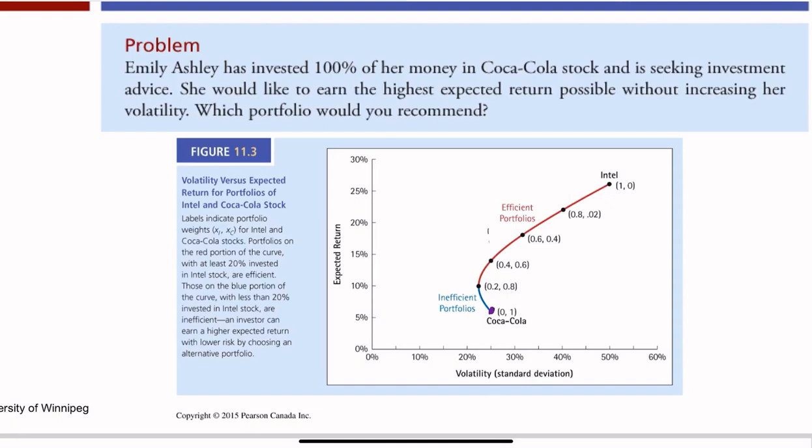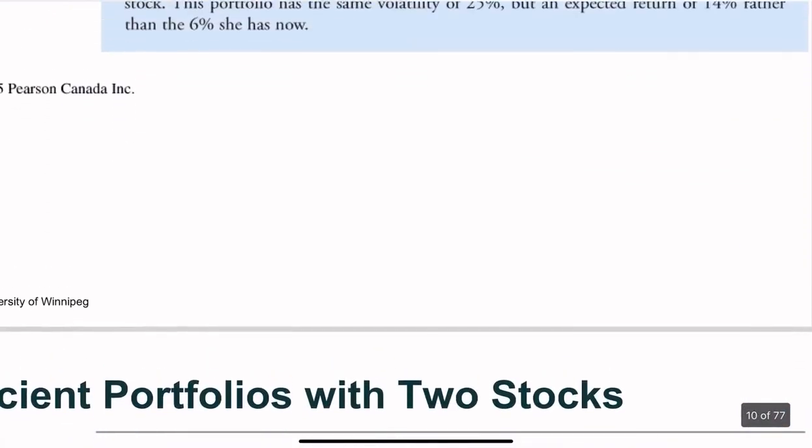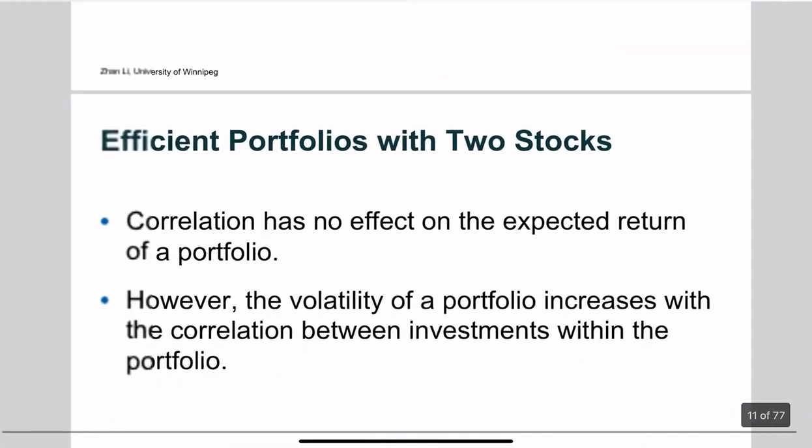So obviously, we should invest in this portfolio, right? So the recommendation here is we should invest 40% in Intel and 60% in Coca-Cola, right? Okay.